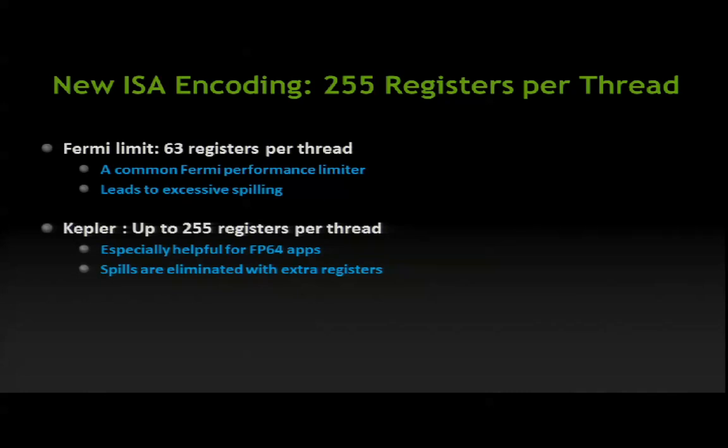But there was no way that any thread could have more than 63 registers, simply because the width of the address for addressing registers in the instructions was too short, only 6 bits available to address that. And so one of the changes now with Kepler is that we can actually use all the way up to 255 registers per thread. Now, if you're using 255 registers per thread, you're not going to get as many blocks on the SM as you could.